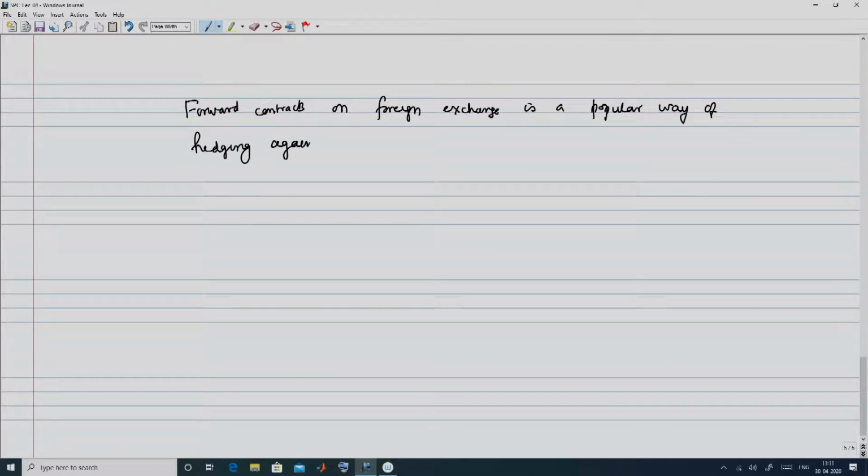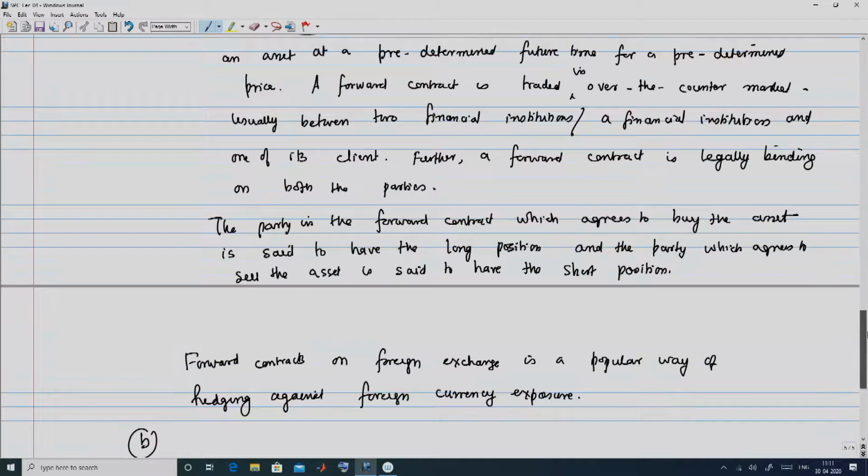Now, one place where forward contracts are popular is that forward contracts on foreign exchange is a popular way of hedging against foreign currency exposure. So, let us now move on to what is the futures contract. I will come back to the issue of payoff later on.